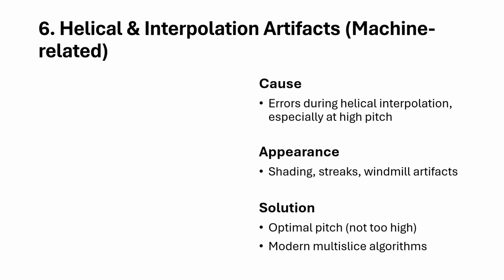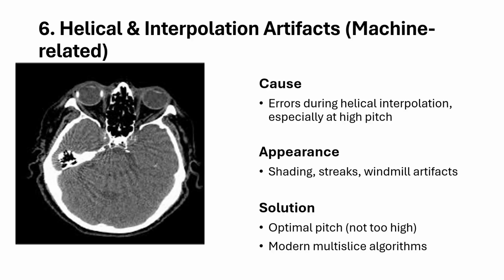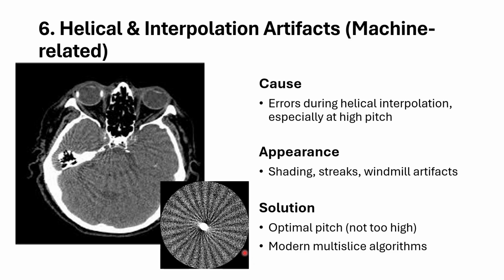Helical and interpolation artifacts occur due to the heavily increased pitch during the helical scanning, and it can create interpolation artifacts. It is also known as the windmill artifact. As we can see in this image, there is an interpolation artifact. These are the artifacts, and it simulates the windmill. As we can see in this image, this is the windmill appearance, and its solution is the optimal pitch and modern multi-slice algorithm.